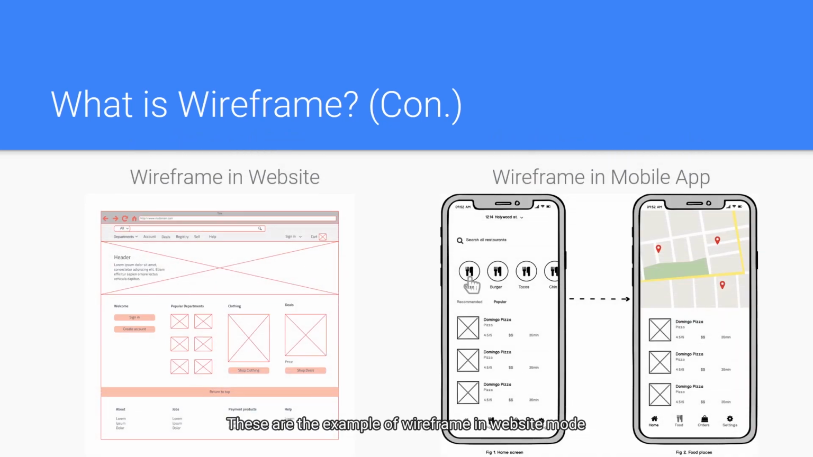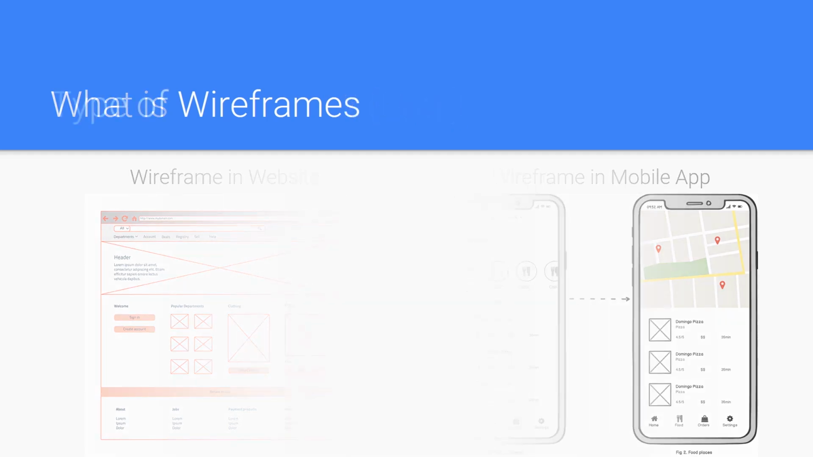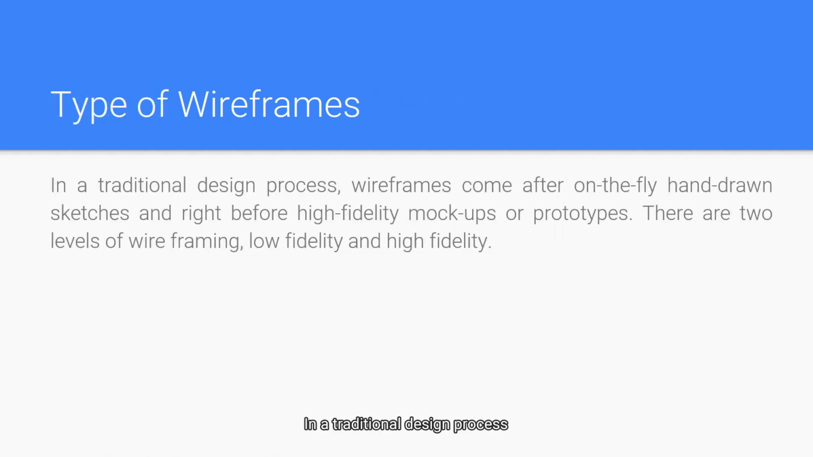These are the examples of wireframe in website mode and mobile application mode. In a traditional design process, wireframes come after hand-drawn sketches and right before high-fidelity mockups or prototypes. There are two levels of wireframing, which are low fidelity and high fidelity.